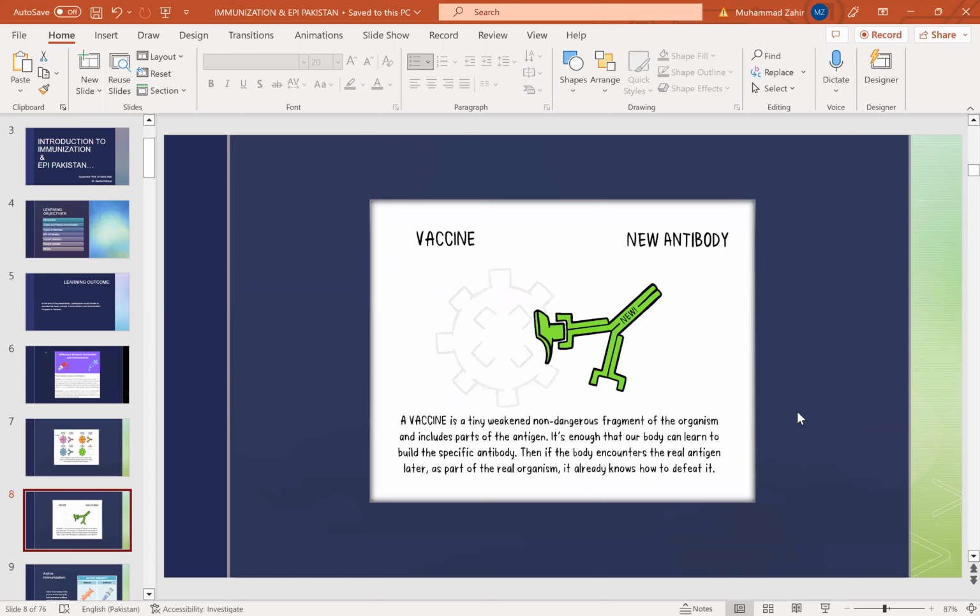So a vaccine is a tiny, weakened, non-dangerous fragment of the organism and includes part of the antigen. It's enough that our body can learn to build the specific antibody. Then if the body encounters the real antigen later as a part of the real organism, it already knows how to defeat it.